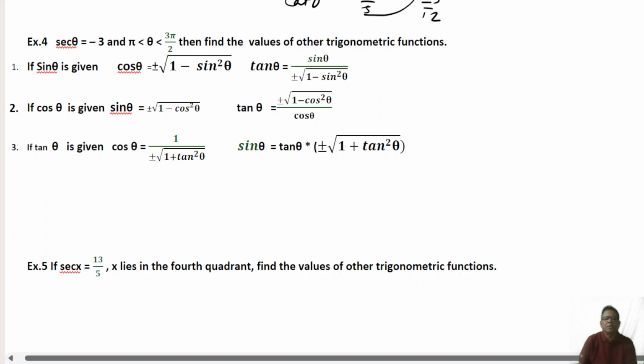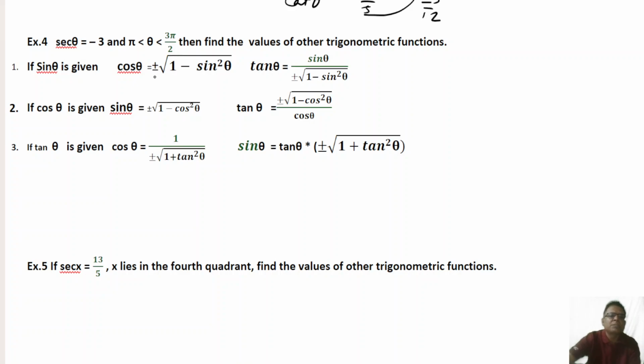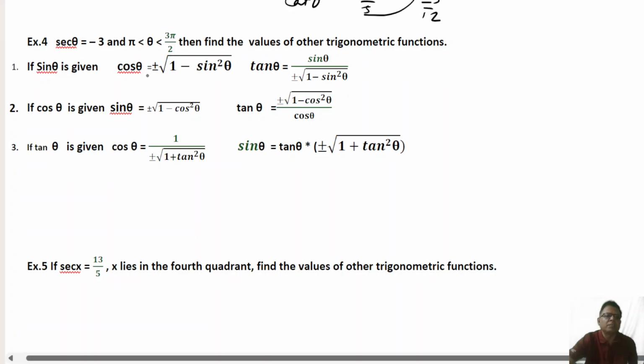So if any trigonometrical ratio is given, then you can use this formula. So plus minus is there. So plus or minus, how will you select? You will select based on the quadrant. You find where the angle is lying.